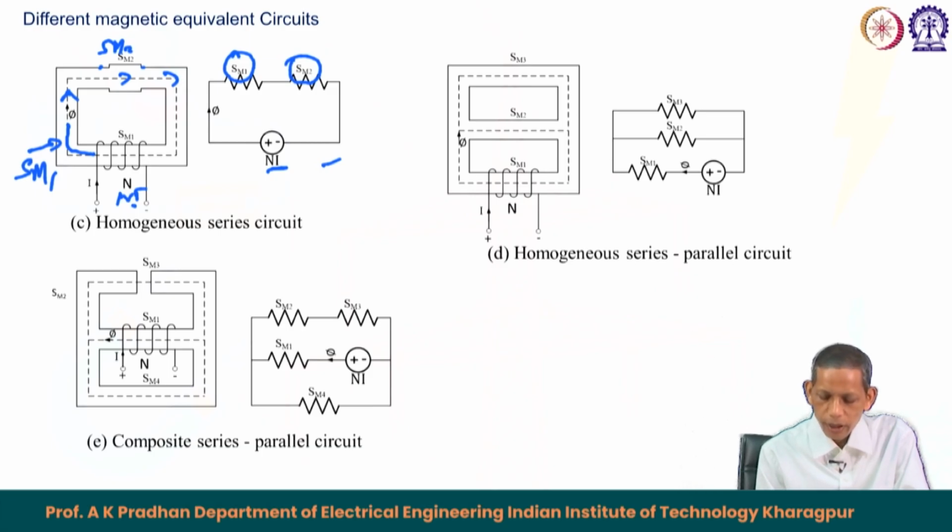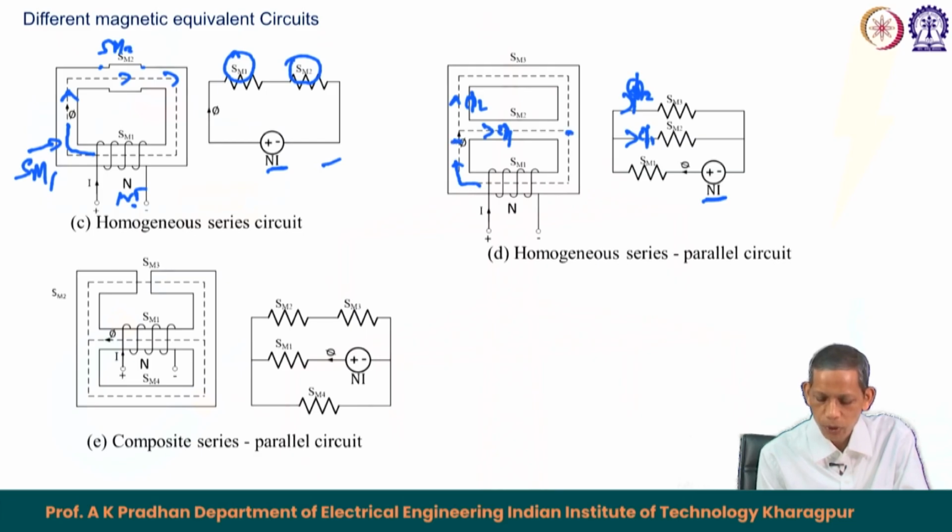The fourth case, again, has N into I, the MMF here. We start with this MMF, and the flux goes here and is divided into phi 1 and phi 2. So there are two paths from here onwards for the flux phi, which is coming out of the source, that is the coil. Therefore, this is a parallel case. For the phi 1 path we have SM2, and for the phi 2 path we have SM3.